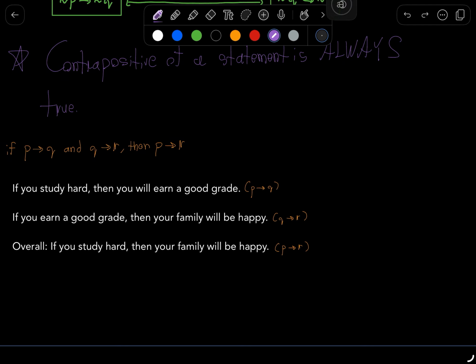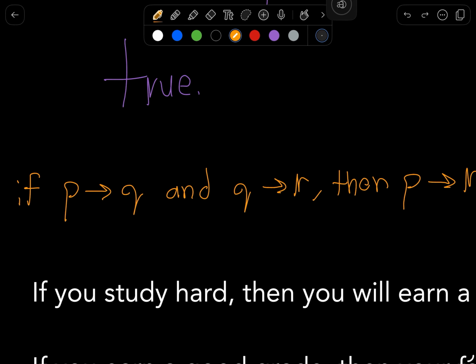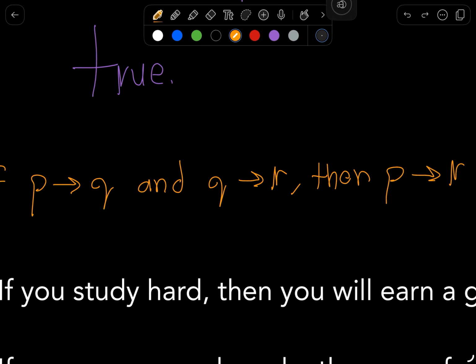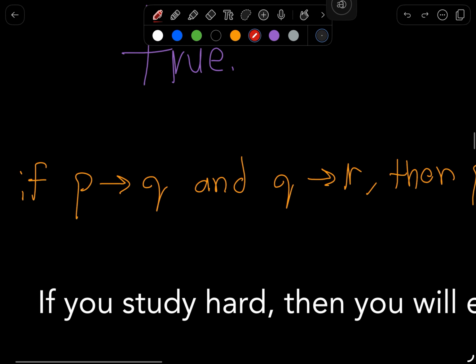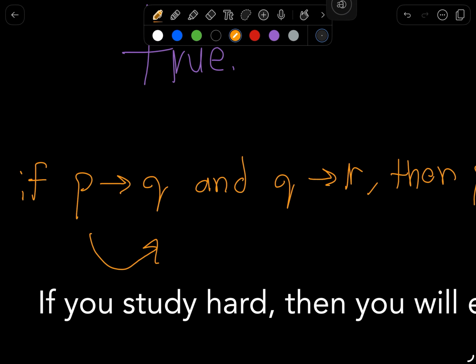Okay, next I want to talk about this flow of logic. What I mean by that is, let's say we have a conditional statement of P to Q, so if P then Q. And we're also given another conditional statement, if Q then R. Because P goes to Q and Q goes to R, you can actually say P goes to R, because Q becomes that link.